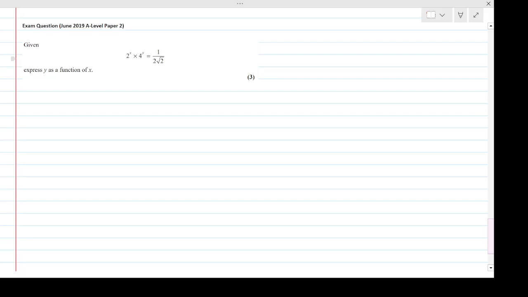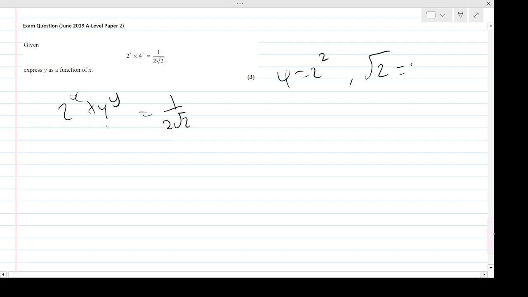So that just means express y in terms of x, right? But what you kind of notice here, we've got all these indices, 2 to the x times 4 to the y, 1 over 2 root 2. And what you should notice actually is that everything can be written in terms of 2, because I know 4 is 2 squared, but also know that root 2 is 2 to the half, right? Remember, the fractional power of a half means you're square rooting. So I can rewrite everything in terms of 2 with different powers. That's really the only thing I can do at the moment with this sort of question. So let's do that then.